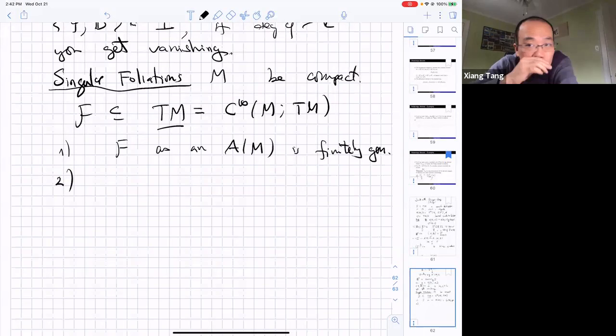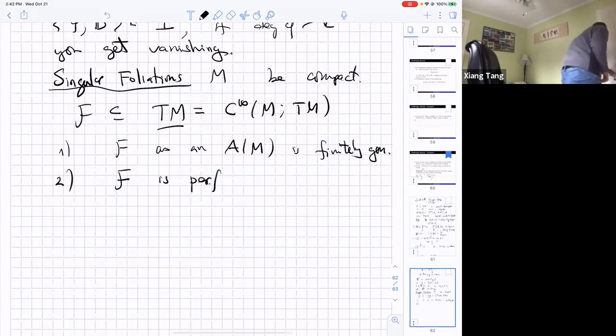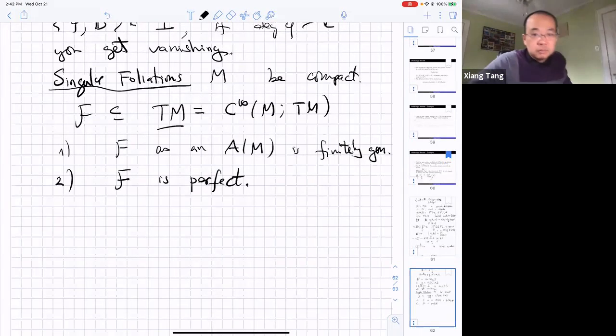No. Okay, I'm going to have to actually require a little more. Namely, I'm going to ask that F is perfect. Eventually I'll have to ask a little more than that. Perfection will guarantee that there are characteristic classes of F, because that's what I'm interested in. Maybe I should define what perfect means.